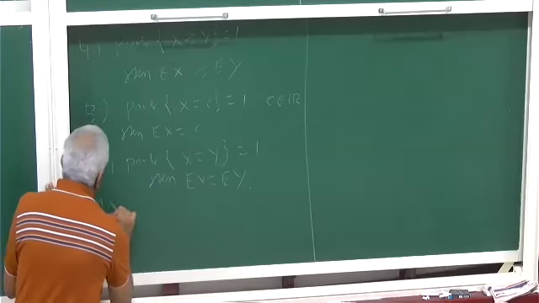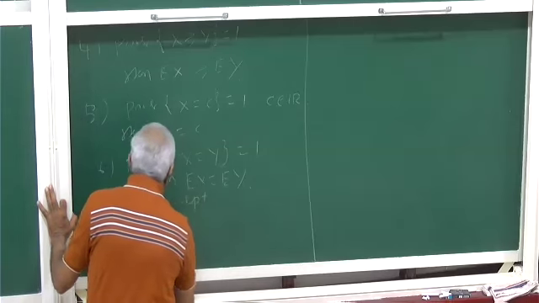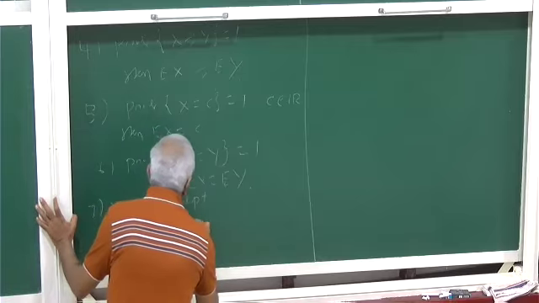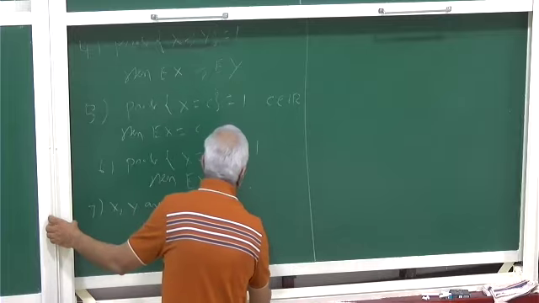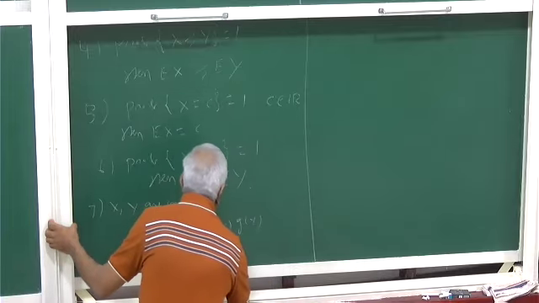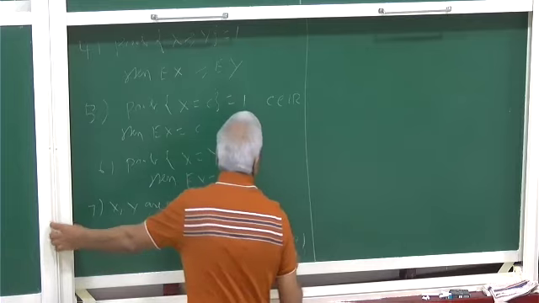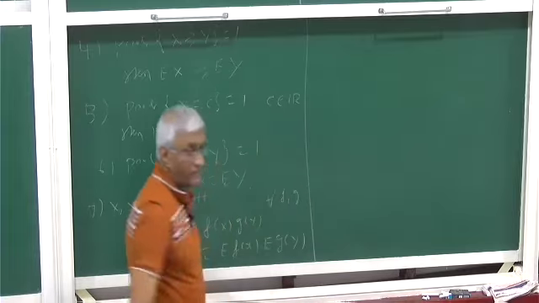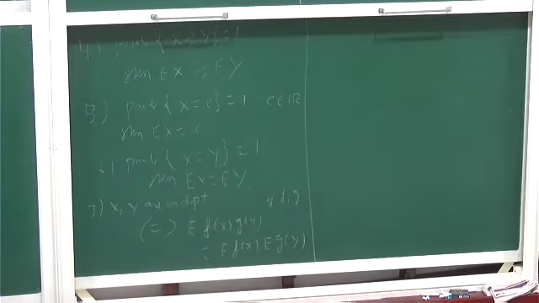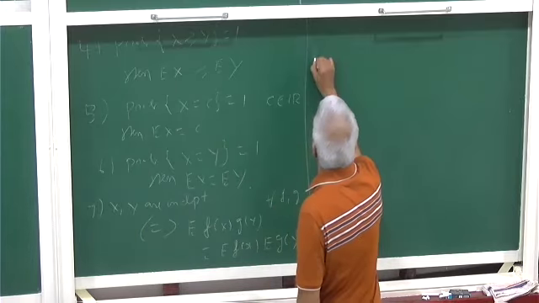Then, if x, y are independent, this is equivalent to saying, which I have proved but we will see the proof again, that E of f of x times g of y equals E of f of x times E of g of y, for all f and g. This is an equivalent condition. Okay, let's prove one by one.